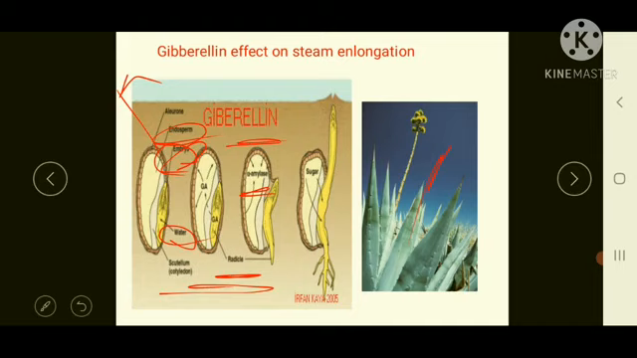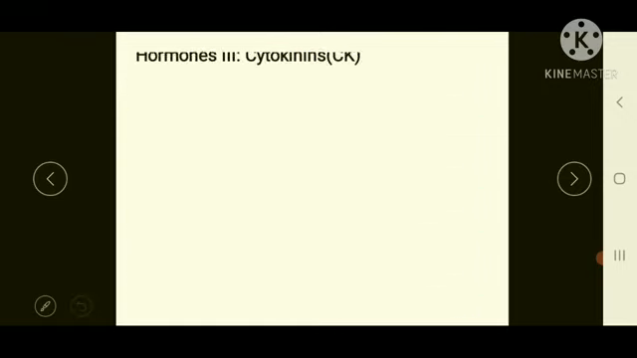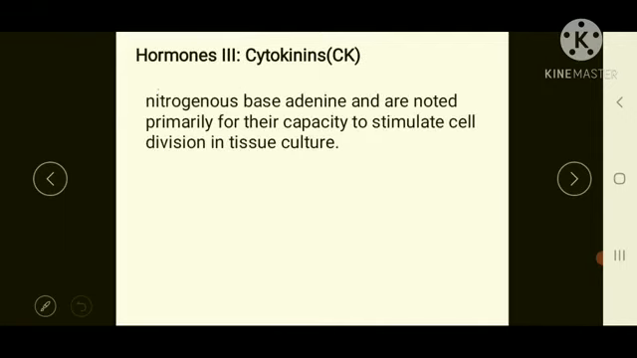Also, the gibberellin hormone elongates the internode that is found between the stem nodes. Here there is a long internode between the stem nodes, and this happens due to the gibberellin hormones. The third plant hormone is cytokinin.